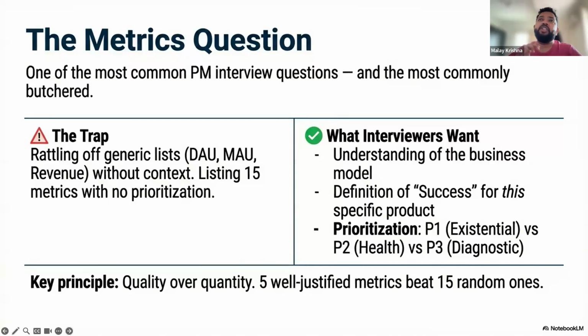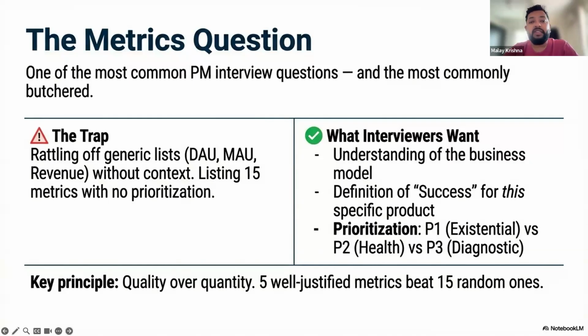Now, this essentially means that most of the metrics questions that are going to get asked are going to be out of products that you already know, that you already have an idea of. Products like YouTube, Airbnb, Swiggy, Slack, all of them that you already know, which is why it's important for you to know how these companies make money, right?